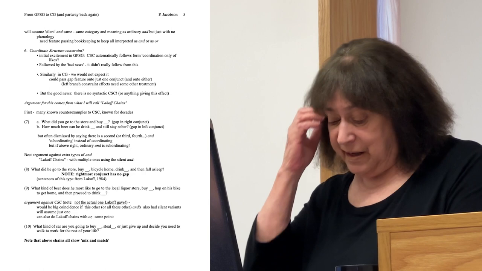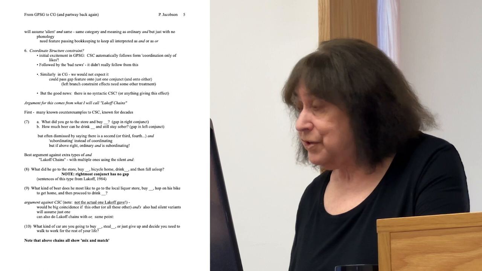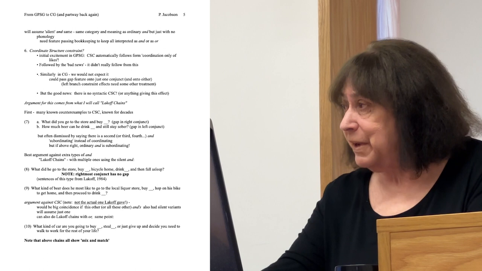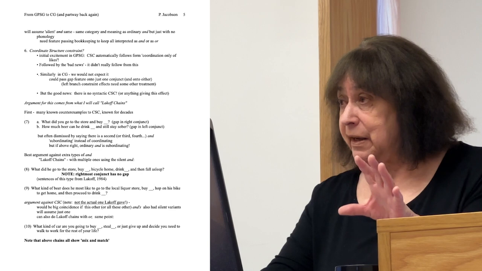Well, actually, let me backtrack for one second. It's been known forever that there are violations of the coordinate structure constraint. So you get things like, what did you go to the store and buy? I mean, this is an old example. I think Kuno talked about these gazillions of years ago. Or how much beer can he drink and still stay sober? Notice that in the first case, we have the gap in the right conjunct, and in the second case, in the left conjunct.